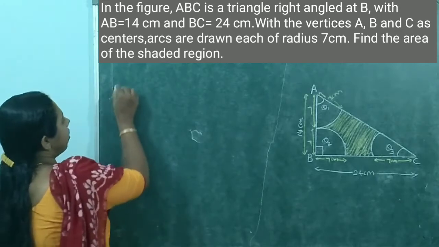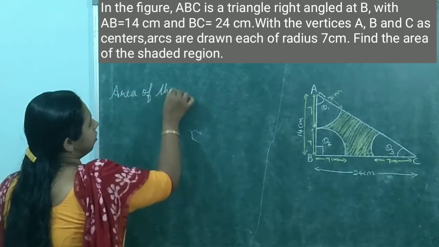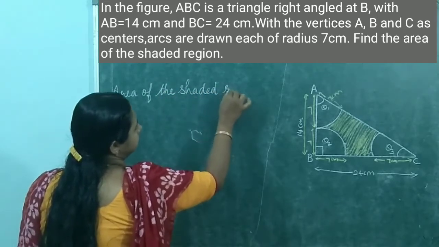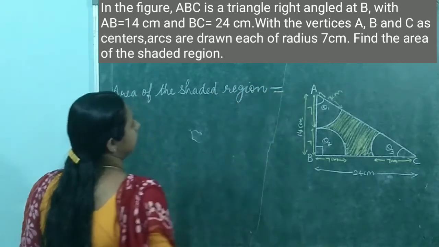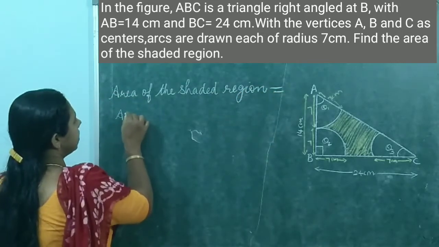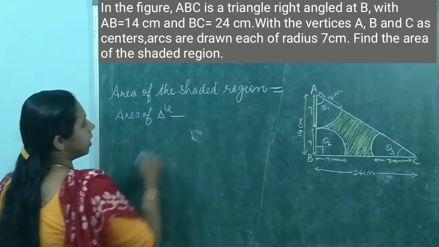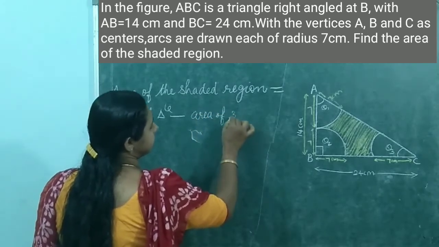Now, area of the shaded region. Area of the shaded region is equal to area of triangle minus area of three sectors.